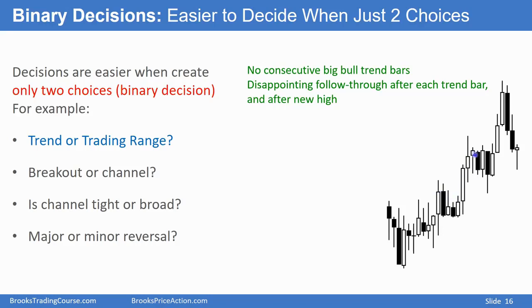Bull bars, but not great follow-through after bull bars. Where are the consecutive big bull trend bars? That makes this more likely a bull leg in what will end up as a trading range. There's disappointment after every bull bar, bear bar, trying to break out, disappointing, trying to break out, disappointing. And we have a lot of bear bars in this rally, closing on the low, decent-sized bodies closing on their lows. So this is probably a bull leg in what will end up as a trading range.